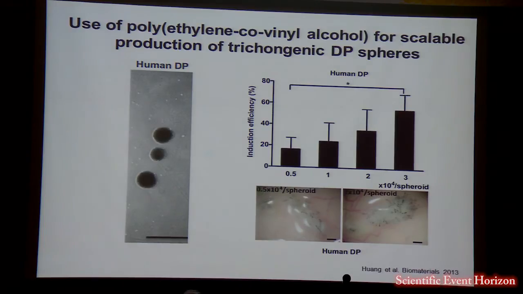And in other approaches, the investigator in Taiwan used polyvinyl alcohol, a synthetic material, to form the dermal papilla cells, and they can get hair inductive DP cell aggregates. So the bottom line is that if you get the cell aggregates, you can partially restore, at least, the hair inductive capacity. But the optimal method to do that remains to be elucidated.